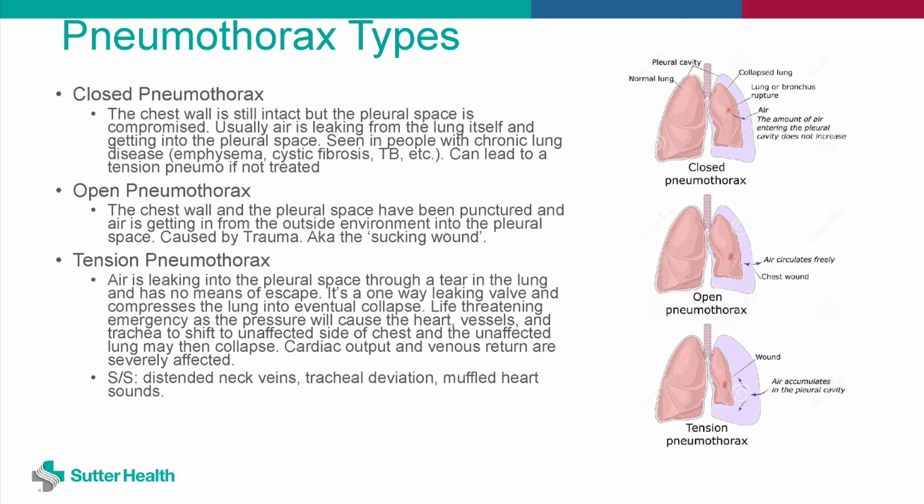An open pneumothorax is when the chest wall and the pleural space have been punctured and air is getting in from the outside environment into the pleural space. This is caused by trauma, also known as a sucking wound.